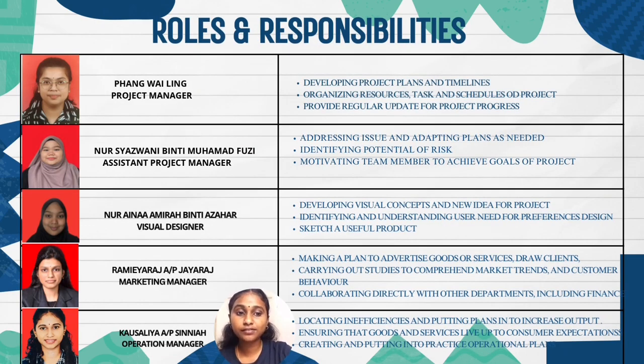First, the project manager will develop project plans and timelines. Second, the assistant project manager will address issues and adapt plans as needed. Third, the visual designer will develop visual concepts and new ideas for the project. Fourth, the marketing manager will make a plan and advertise goods or services. Lastly, the operation manager will locate inefficiencies and put plans in place to increase the output.